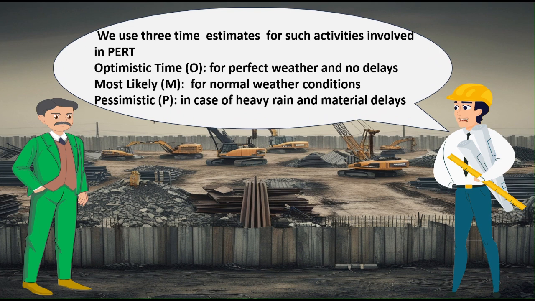We use 3 time estimates for such activities involved in PERT. Optimistic time, O, for perfect weather and no delays. Most likely, M, for normal weather conditions. Pessimistic, P, in case of heavy rain and material delays.